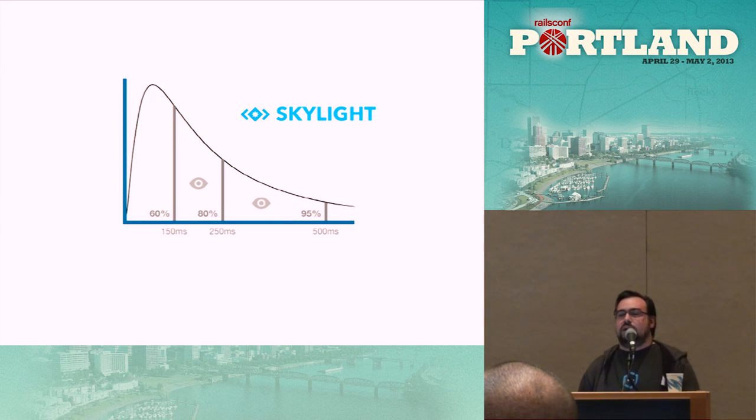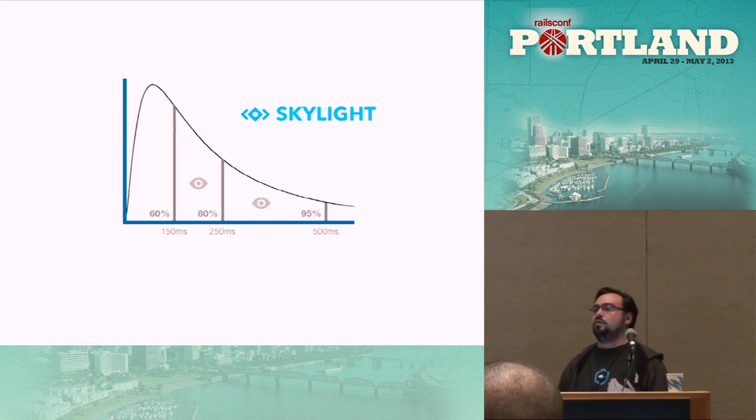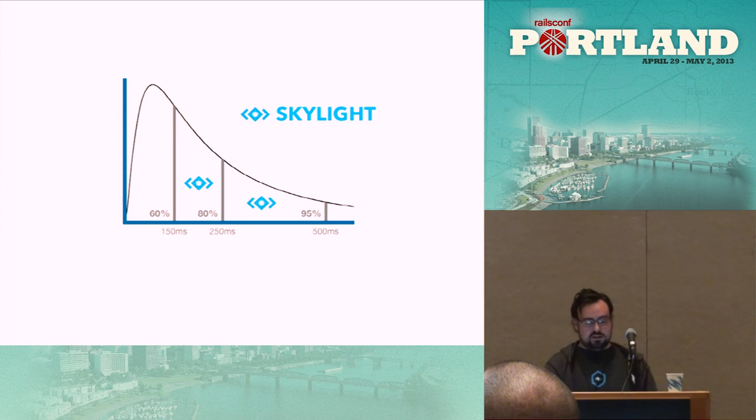Skylight is, right now, very early. I would say it's MVP quality. But what we have done is build an entire performance monitoring solution around the idea of histograms, around the idea of actually being able to look at the distribution that is real, and giving you insight into what's going on in these particular locations. So let me actually switch off and show you that.